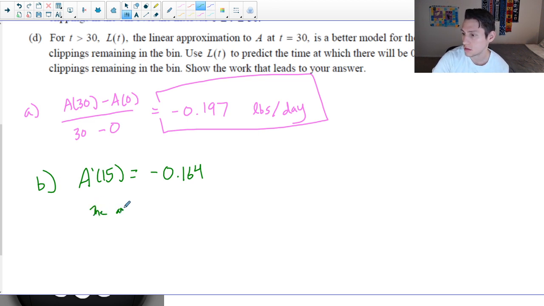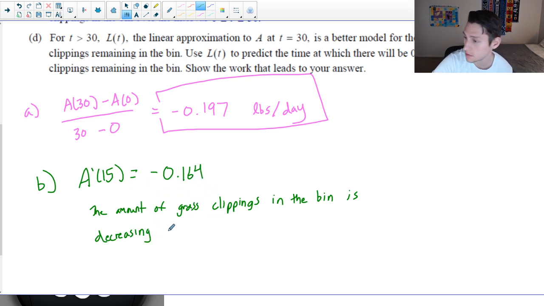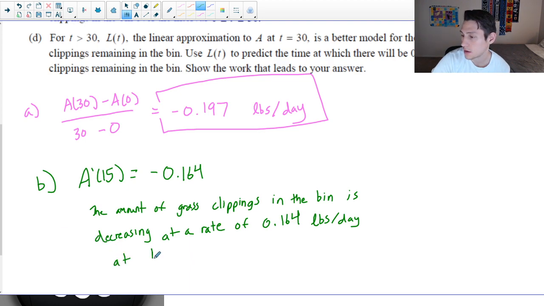So the amount of grass clippings in the, what was it, in the bin, is decreasing because I see that my derivative is negative, at a rate of 0.164 pounds per day at t equals 15 days. Right? We evaluated the derivative specifically at 15.